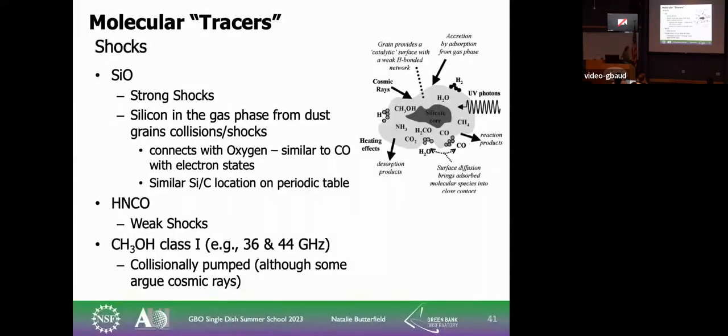Another one that's somewhat common to observe with shocks is HNCO. I think this is a more recent one that I've seen, which is suggested to be observed with weak shocks. And then the last one, as I mentioned earlier, is the methanol class 1, which is thought to be collisionally pumped. That's essentially where you have these shocks, although I have seen some articles that argue for cosmic rays instead, so just be aware that there is a little bit of debate with that depending on the source.